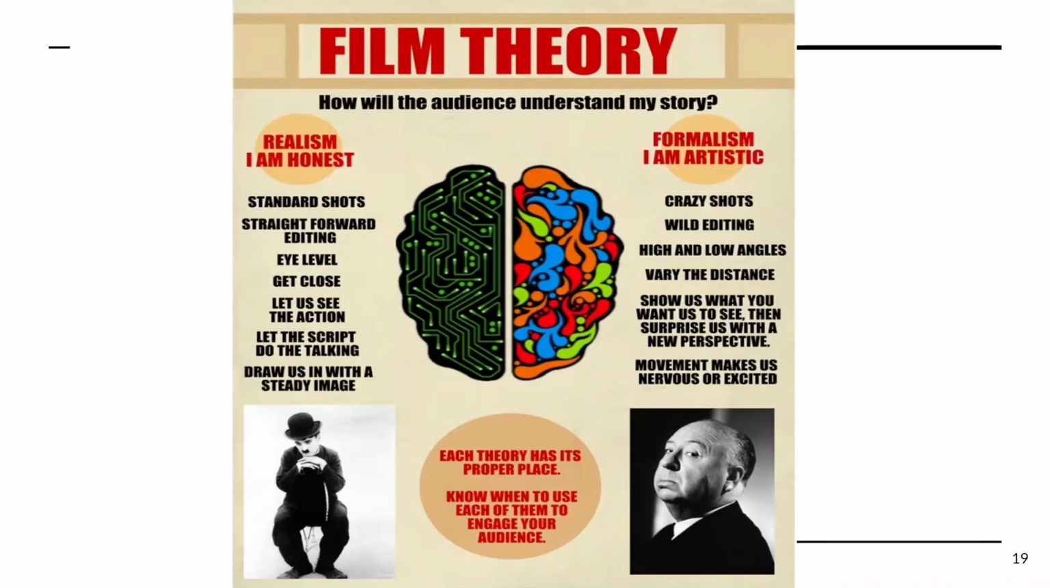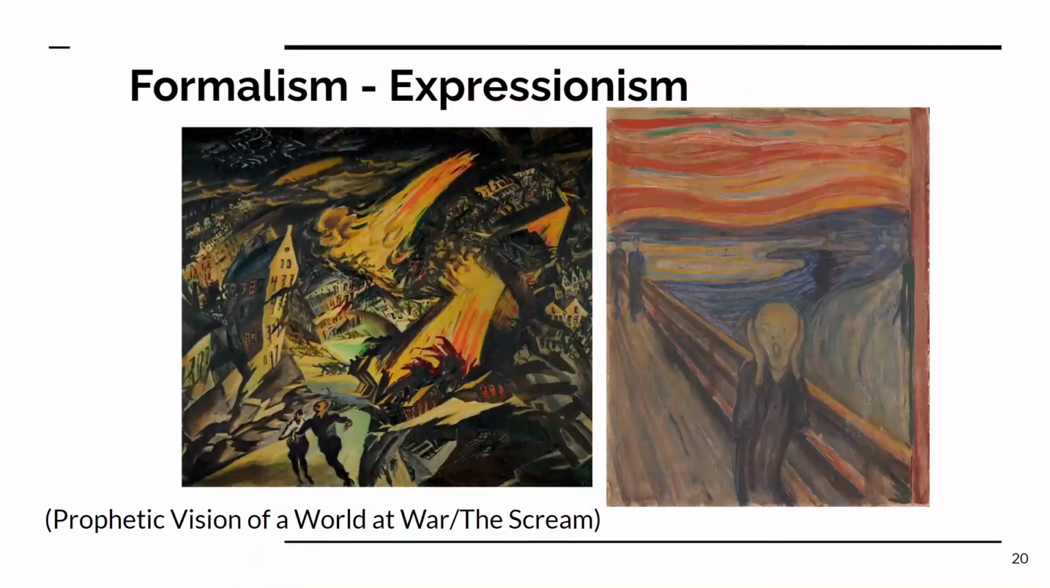So in realism, there's an idea of I'm honest. We're just replicating life, right? And then formalist, I'm artistic. I do crazy shots while editing, high and low angles. I vary the distance. I show what you want to see, and then surprise with something new. So, kind of good examples of where the comparisons and contrasts are.